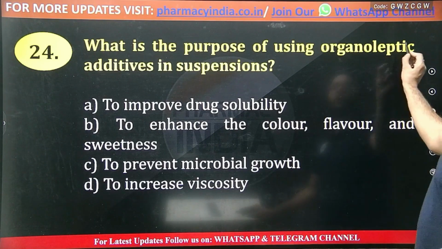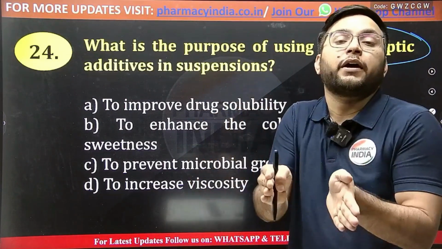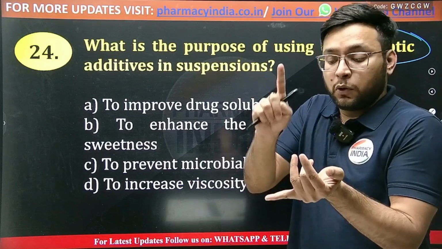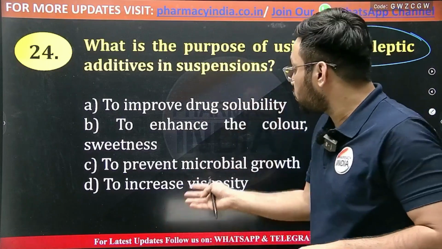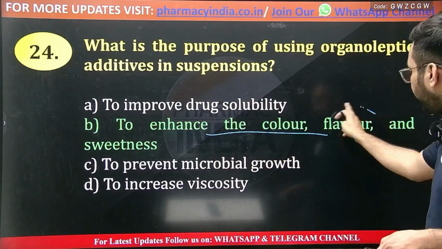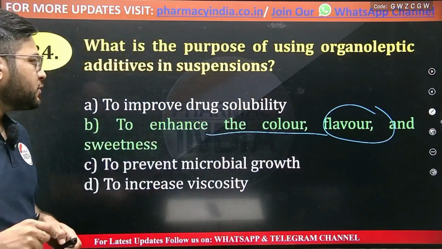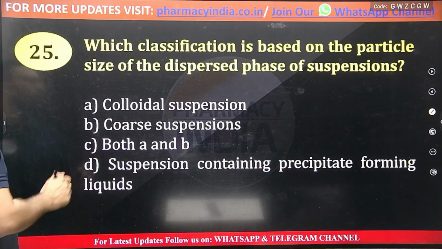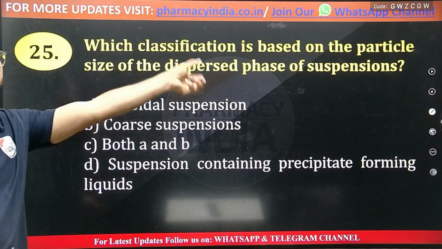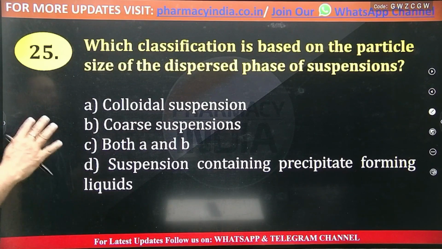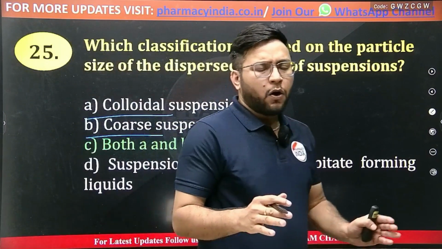What is the purpose of using organoleptic additives in suspension? Organoleptic means organ loving, means to mask, to make attractive, to make tasteful if the drug is bitter. So the correct answer is to enhance the color, flavor and sweetness of the formulation. So the correct answer is option B. Now the last question of today's class is, which classification is based on the particle size of the dispersed phase of suspension? Means which type of suspensions, that is colloidal suspension and coarse suspension, are classified based on the particle size.